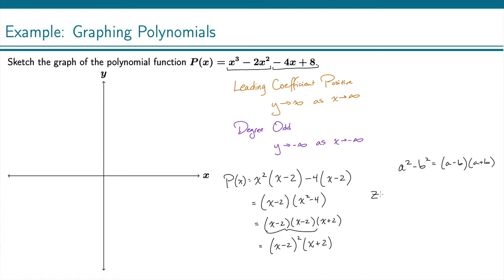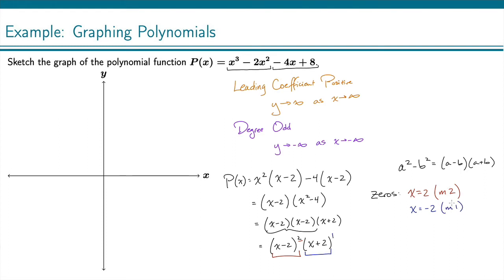So now we can get our zeros, and we just take each of our factors and set them equal to 0. So if I set x minus 2 equal to 0, I get x equals 2. And that zero has a multiplicity of 2 because that's the exponent on that factor. And then I take x plus 2 and set that equal to 0, and I get x equals negative 2. And that has a multiplicity of 1 because the exponent on that factor is 1.